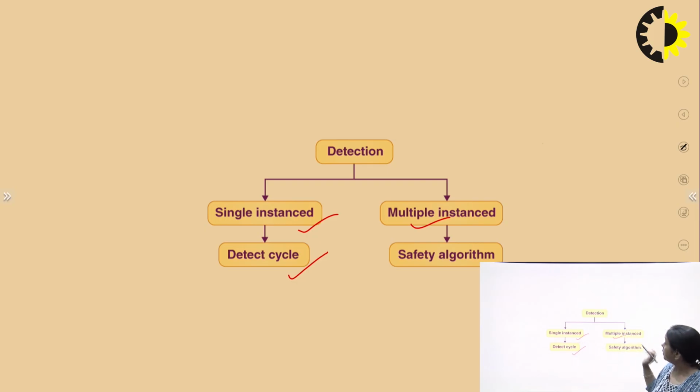But if we have multiple instances, then we will apply a safety algorithm like the banker's algorithm to find out the safe state or to find out the deadlocks. So the banker's algorithm is majorly used for deadlock detection, and to find out the safe sequence of the resource allocation. If we find the safe sequence of allocation, then we don't have deadlock. But if we don't find a safe sequence of the resource allocation, then we have deadlock. So with the help of the banker's algorithm, we can find out the deadlock in multiple instance resources. Okay.